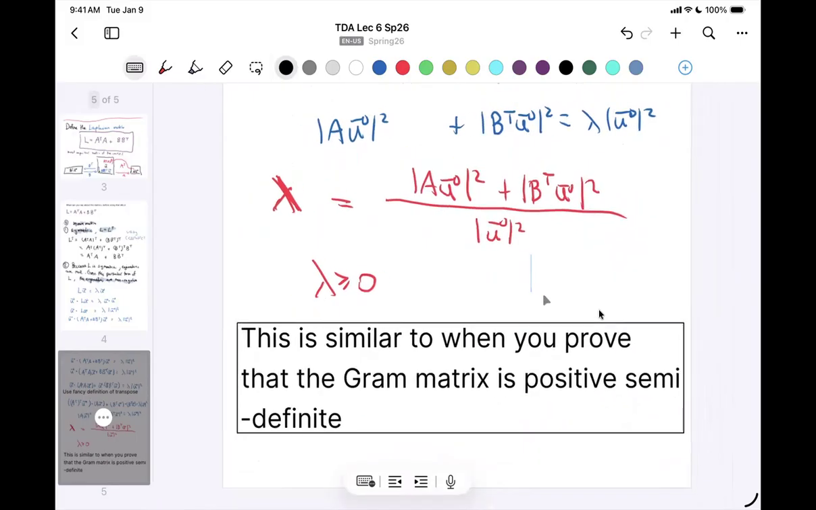In fact, this proof is a little more tedious because this matrix was defined as a sum of two things. So this matrix is an interesting matrix because it's symmetric and has non-negative eigenvalues, okay?